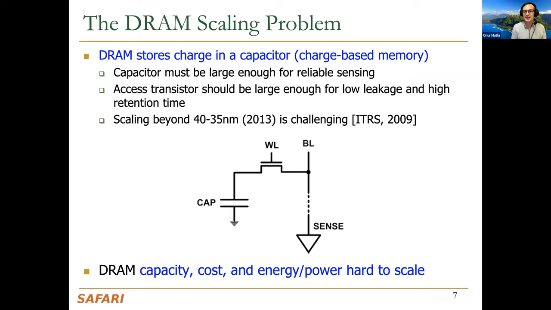And RowHammer is one incarnation of one of the problems that happens when you reduce the size of the circuits. Also, when you reduce the size of the circuits, cells become closer to each other as well. So you become more vulnerable to various noise effects that are fundamentally in the circuit. Essentially, this is a technology scaling problem, and I believe all scaled main memory technologies have this sort of effect. Read disturbance, write disturbance, and RowHammer is a disturbance effect, as we will see.